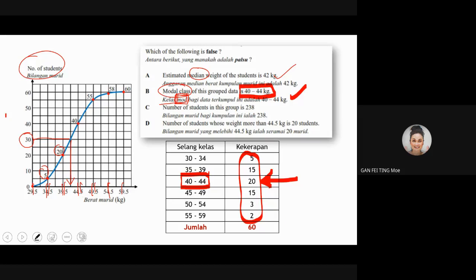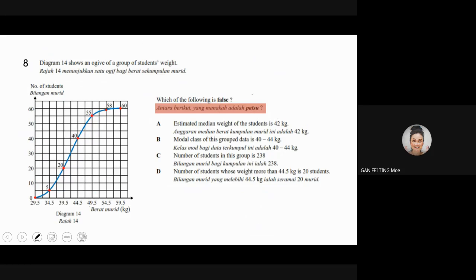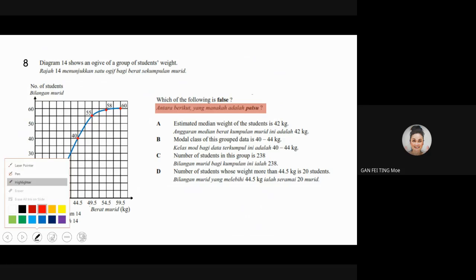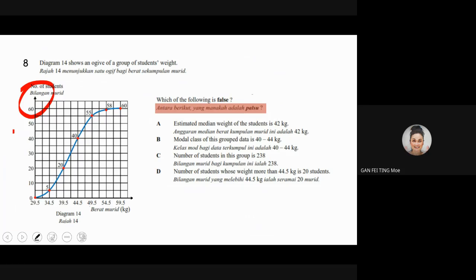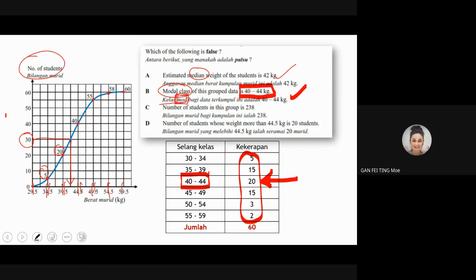Okay, C. Now I bring you back to this question. So this is the question given. It says that this diagram shows the weights of a group of students. They never tell you how many. You yourself need to see from the diagram, it is 60. The number of students involved in this survey is only 60, not 238. So your answer will be C. Do you agree? C is wrong.